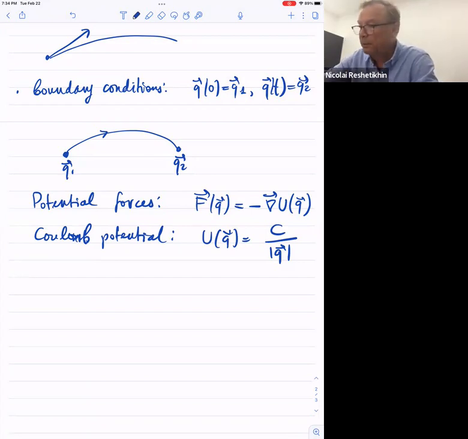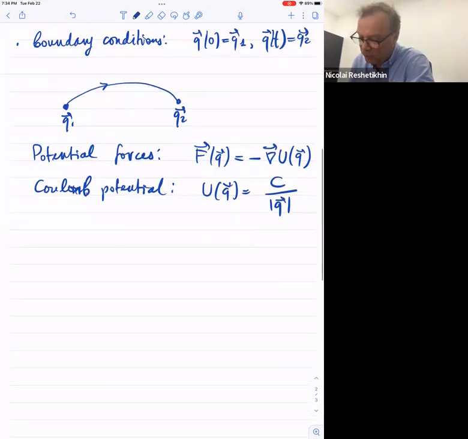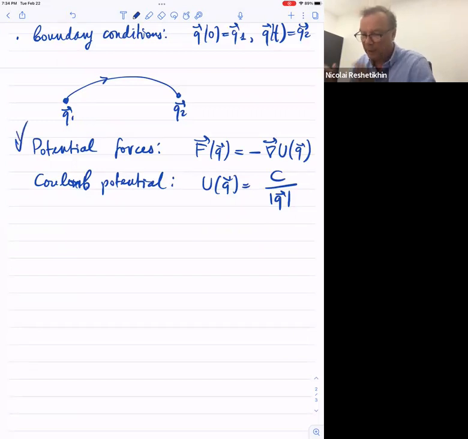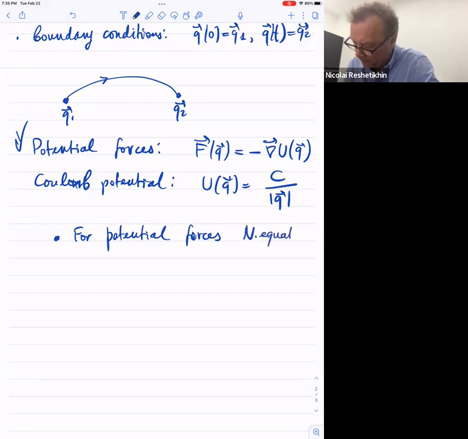So I'm looking at my notes because I may forget something important. Okay, so when we have a potential force, and this is the case which we'll be studying throughout this course, two good things happen. First, for potential forces, Newton's equations plus boundary conditions, I will not specify exactly for which boundary conditions this will be true.